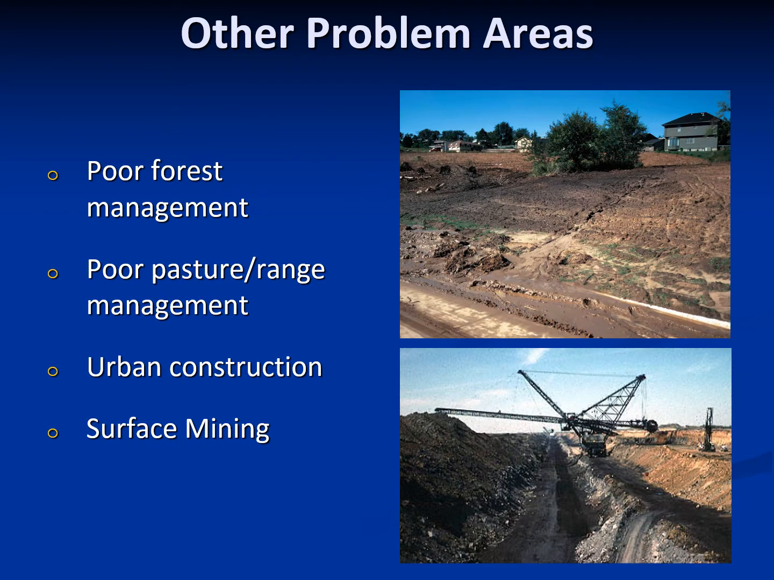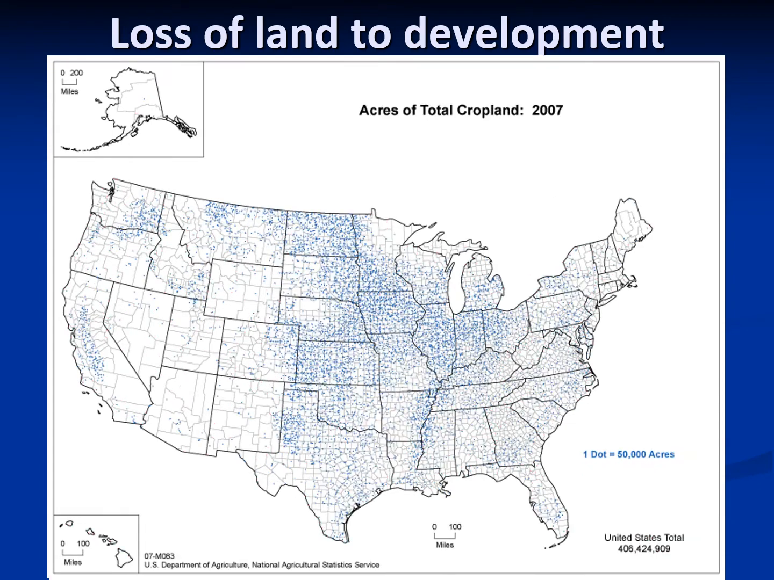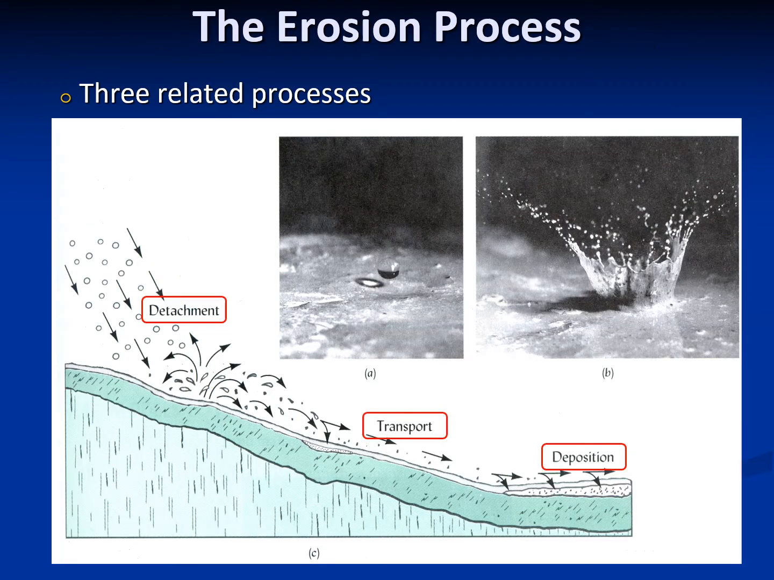That's always good news. However, there are other problem areas that we need to address, such as poor forest management, poor pasture and range management, urban construction zones, and surface mining are all great contributors to soil erosion issues. We're also losing a lot of land to development, which means that we're going to have a lot of impermeable surfaces with water coming over them, which can erode further soil down the road.